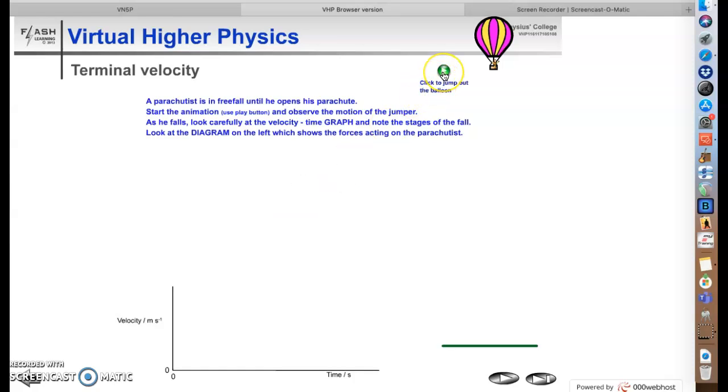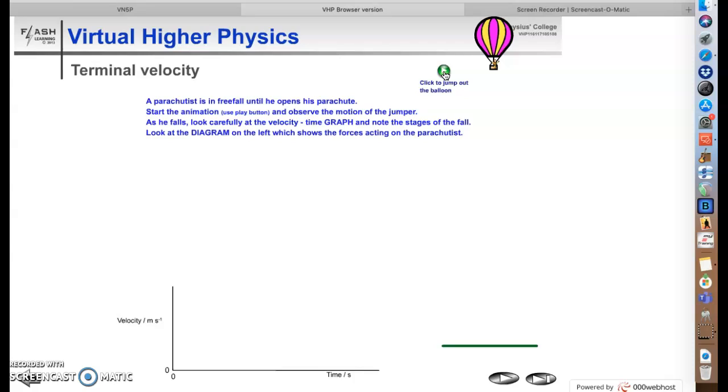So we're going to use this simulation to look at it. We'll probably need to go through it a few times. So if we start by watching, when I click this to start, watch over this area to the left here, and it shows you the forces. And basically, as soon as the parachutist leaves the balloon, then we know that their weight is pulling them down.